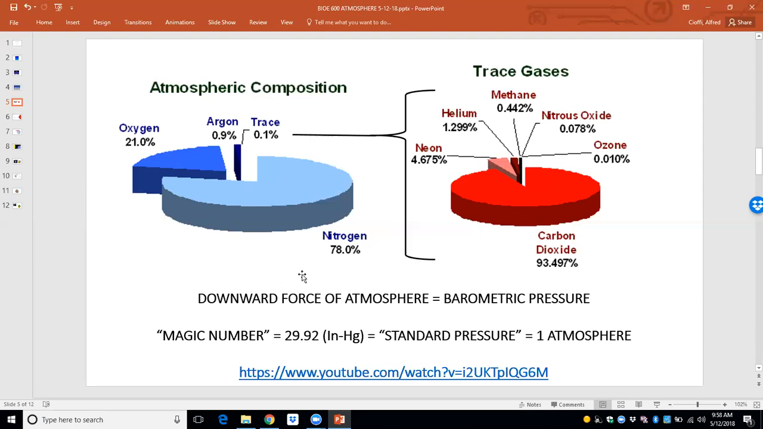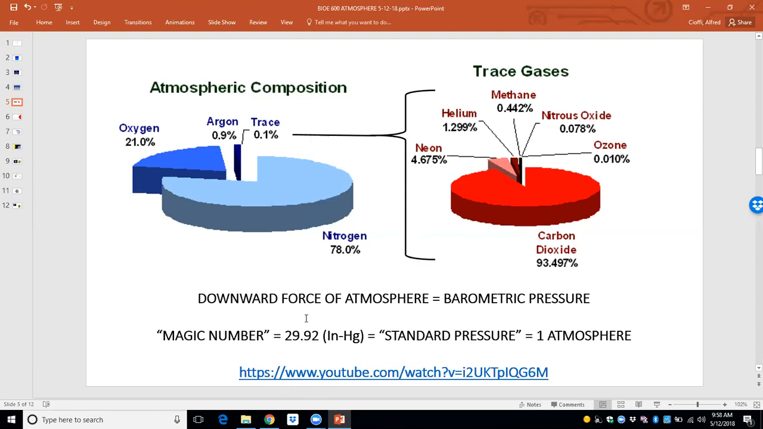And it's known as standard pressure. In fact, it's known as standard temperature and pressure, STP. You see that acronym STP. That's 1 atmosphere pressure, and it can be measured by a barometer, the machine that measures pressure.